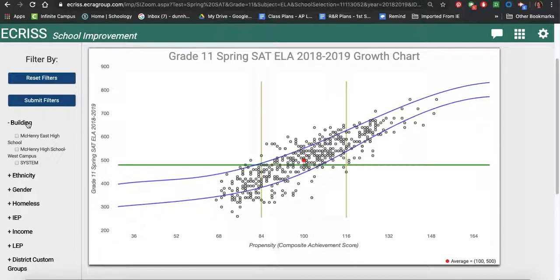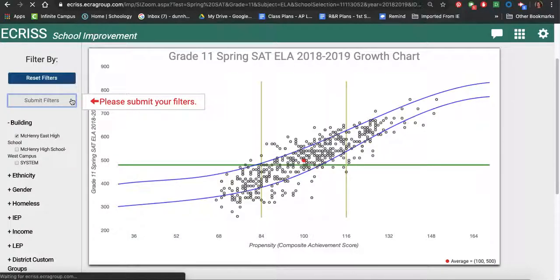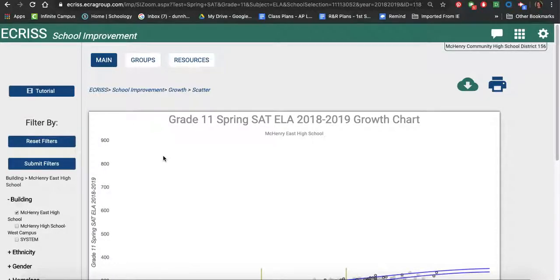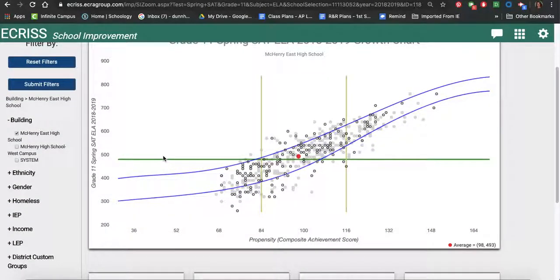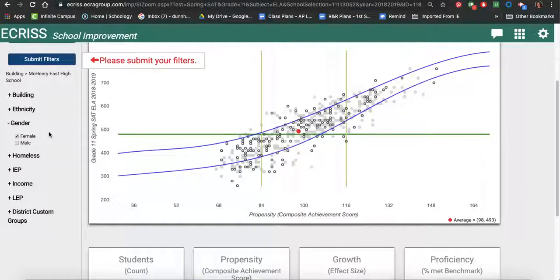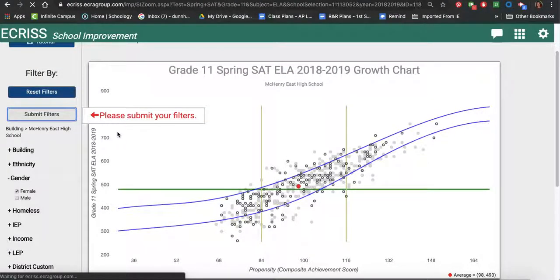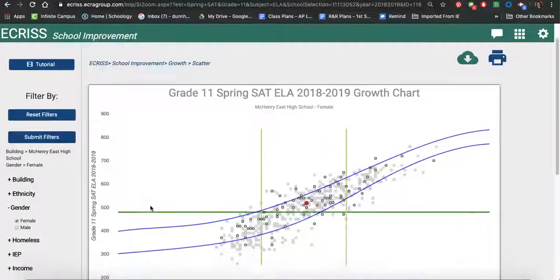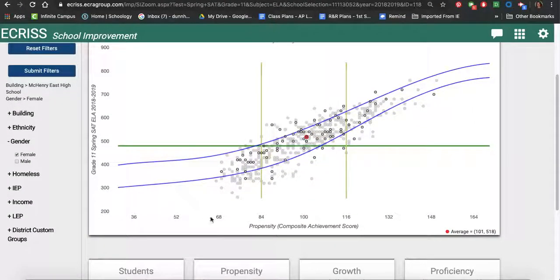Okay, so let's take a look. You can sort this by building, and you can see what happens when we select my home school, McHenry East Campus. The dots that are grayed out were all West Campus students. And as you can see, that high student and that low student we talked about are both East Campus students. You can kind of see where things are going. You can also sort by gender. So now I have East Campus females. Let's see how they did in comparison to the general population. And you can see that now we've taken out more scores of students that are, quote, below the river.